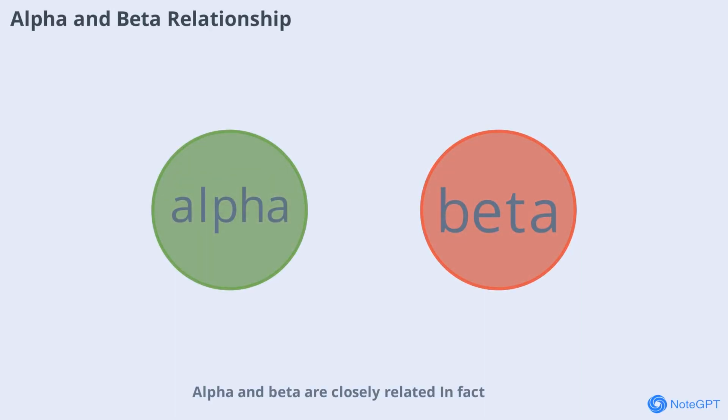Alpha and beta are closely related. In fact, you can calculate one if you know the other. The relationship is given by the formulas: beta equals alpha divided by 1 minus alpha, and alpha equals beta divided by beta plus 1. This connection helps in analyzing transistor circuits, as you can switch between parameters depending on the configuration you're working with.